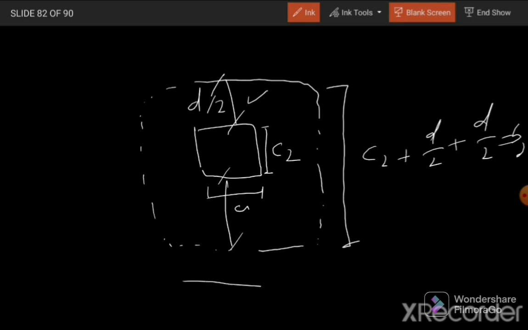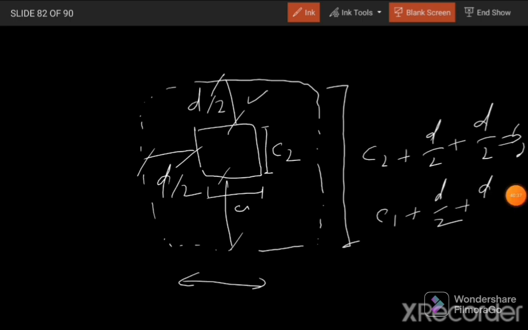Similarly, in this direction it will be C1 plus D by 2 plus D by 2, because the critical section is at a distance D by 2, and it will be equal to B1. So if we want to find the perimeter, it will be equal to 2 times (B1 plus B2). And if we want to calculate the area, then we need to multiply it by D.